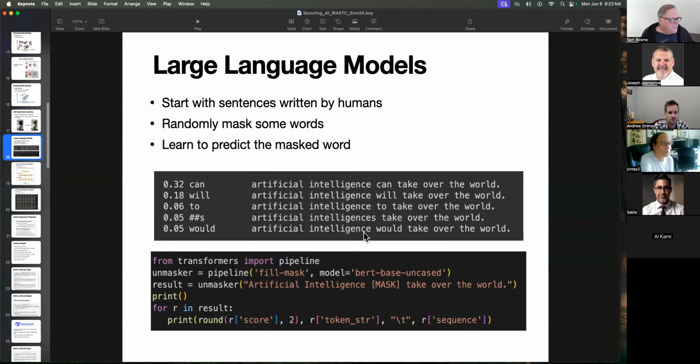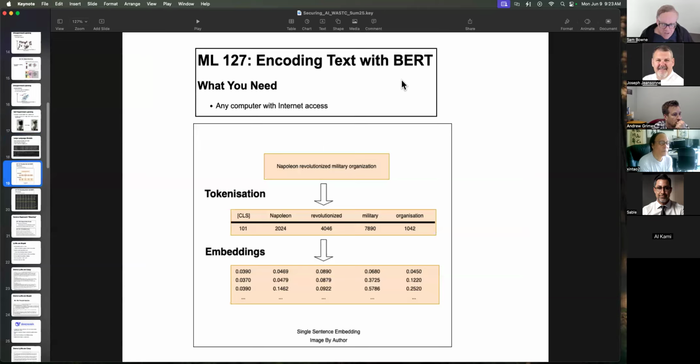So this is what BERT does, one of the popular underlying representations of words for AI. So if you have "Napoleon revolutionized military organization," you then create tokens, usually one token per word, and then you have a token for the start of a sentence and the end of a sentence. Then you embed those in vectors. In BERT, it's 768 dimensional vectors. Each word is represented by a number. And here's the first few dimensions out of 768 of that. So now each word has been turned into a number.